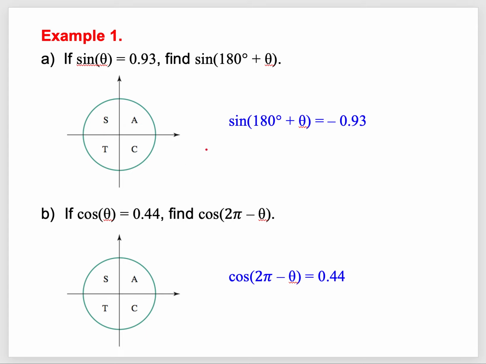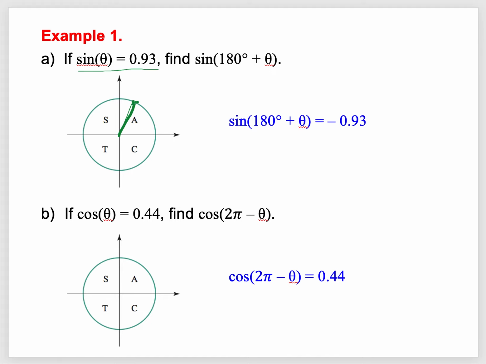So for the first question, this is saying if sine theta is equal to 0.93, underlining in green there, find sine of 180 plus theta. So basically, we know that theta is an angle that, if we assume that theta is an angle in the first quadrant, then sine theta might be something like that point there. Right, I need to make this pen a bit fatter.